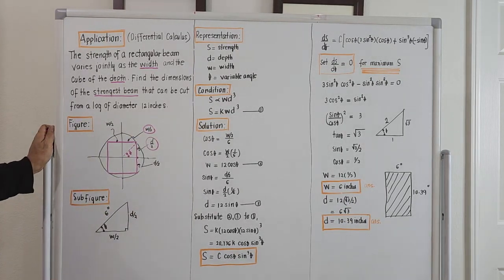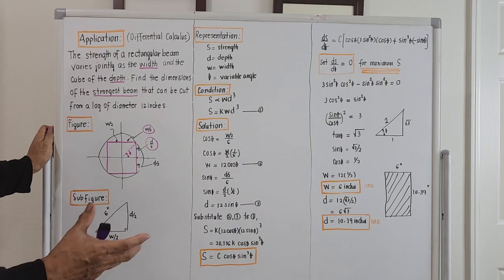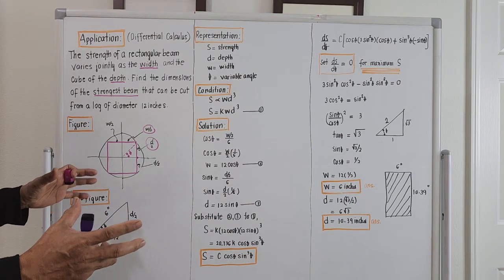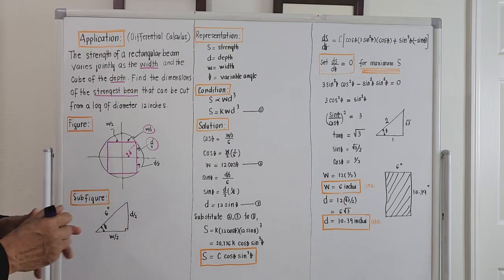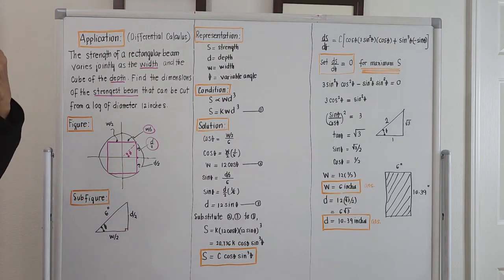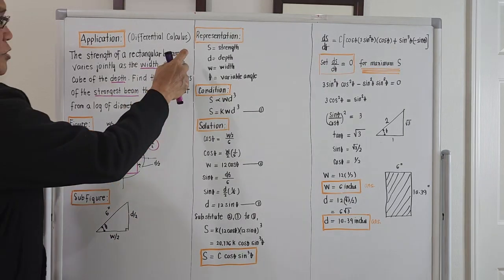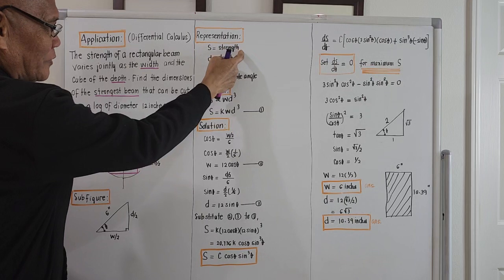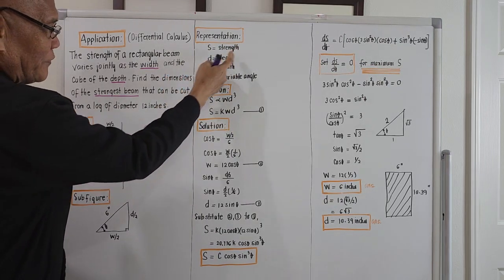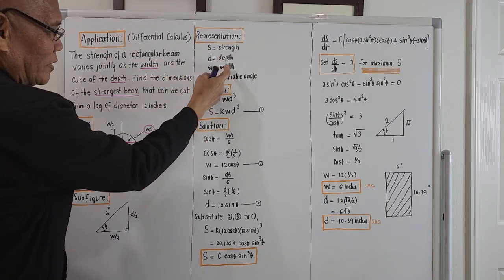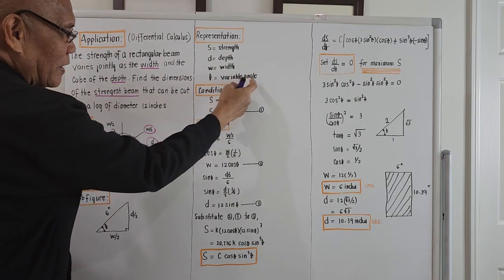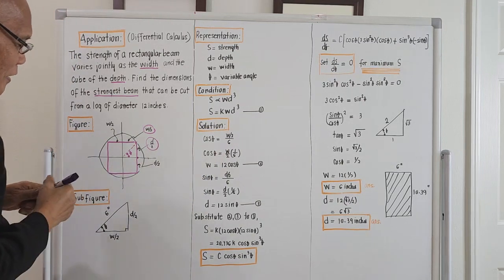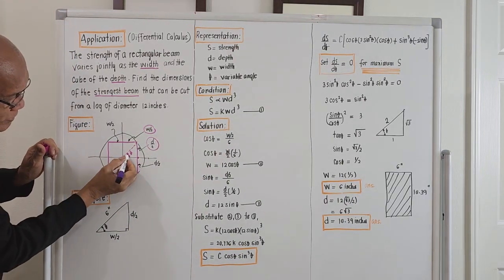If you try to solve problems under applications, you must bring out your representation. The representation will be something like this. Capital letter S will be the strength of the beam, D will be the depth, W will be the width, and theta will be a variable angle. This variable angle is actually this angle here.